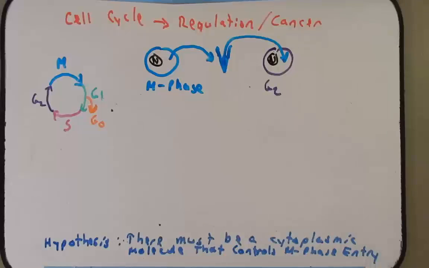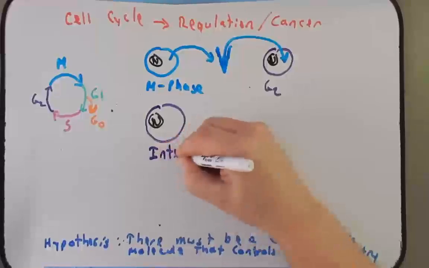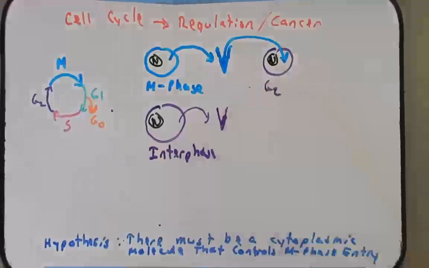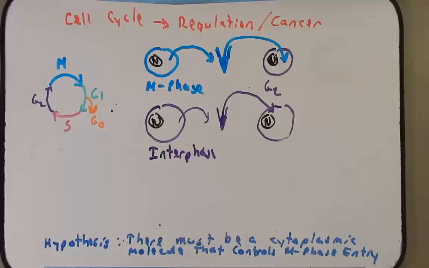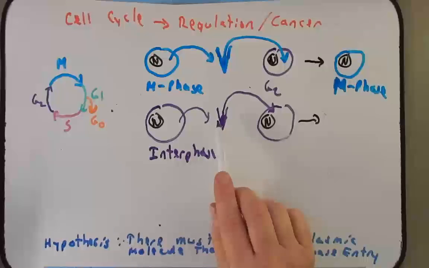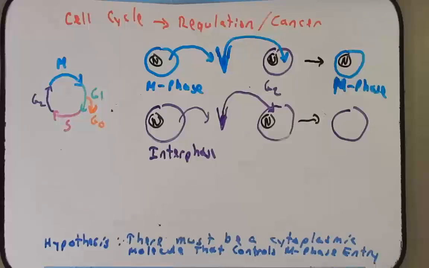They also took cytoplasm from a cell in interphase. It could have been G2, but just any interphase cell. They removed that cytoplasm, and they also put that into a G2 cell. If the experiment was going to support their hypothesis, what they would see is this G2 cell move into M phase. Also, to support their hypothesis, what they would see when they transferred interphase cytoplasm to the G2 cell is the cell remain in G2.